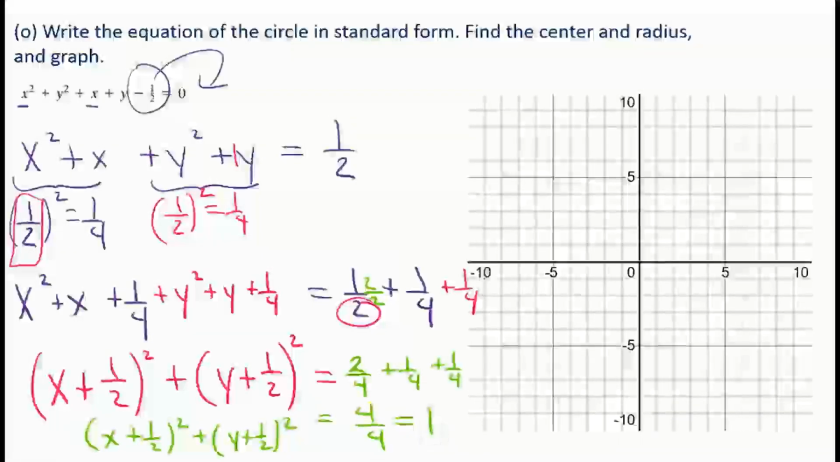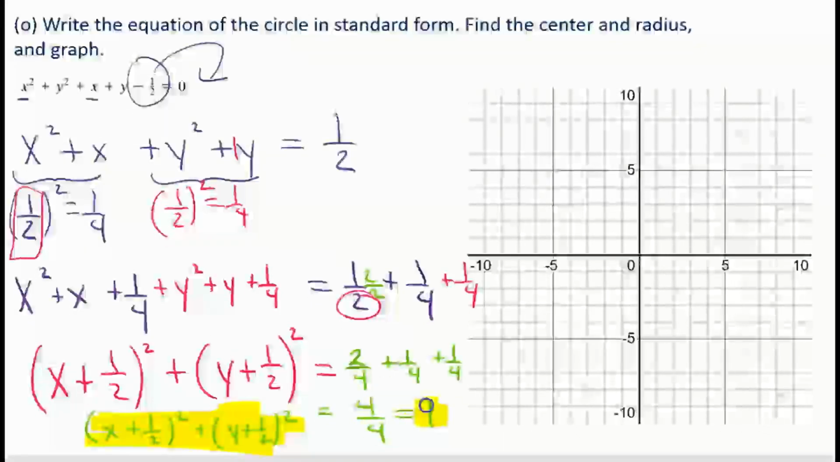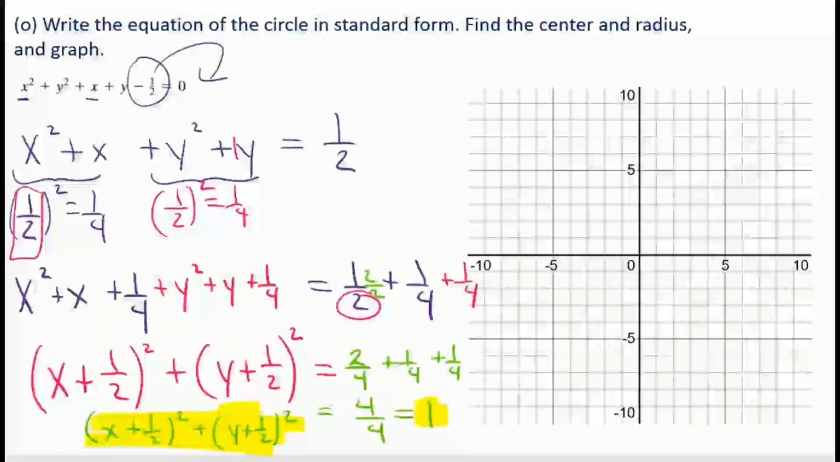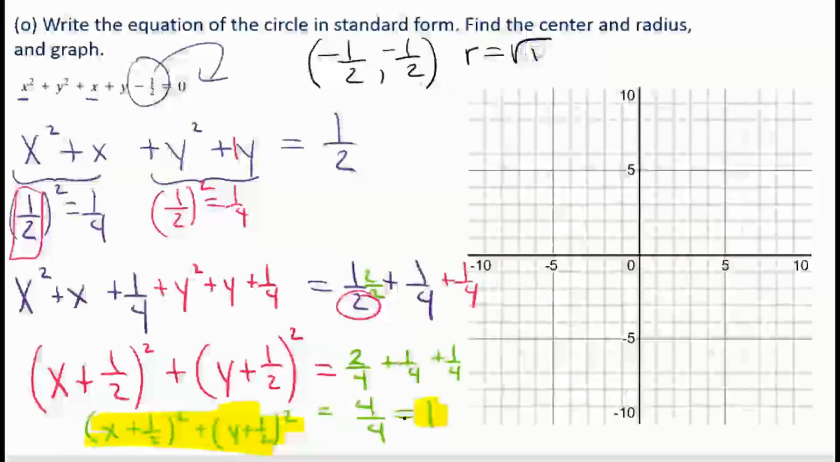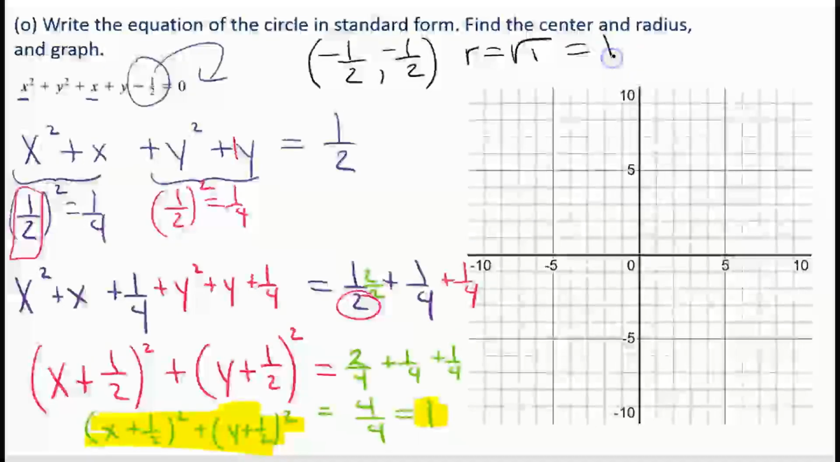So there's my equation. Now I'm going to highlight what you would actually type in. You would type in this. You're not going to type in the 4/4. You're just going to type the 1 in. Now, we're supposed to write our center and radius from that. So remember, your center, you change the signs. So x is going to be negative 1/2. Change that sign also. The y is going to be negative 1/2. And my radius is the square root of that number right there, which happens to be 1.